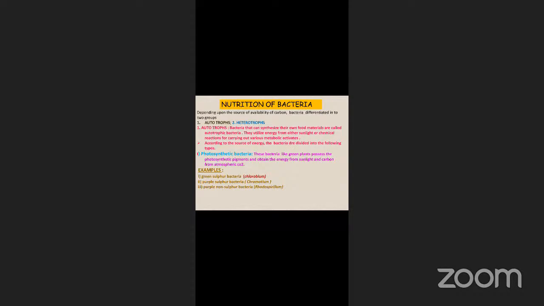The autotrophs, the bacteria that can synthesize their own food materials, are called autotrophic bacteria. What is the meaning of autotrophs? Bacteria that can synthesize their own food materials are called autotrophs. How do they produce their food materials? They utilize energy from either sunlight or chemical reactions for carrying out various metabolic activities.